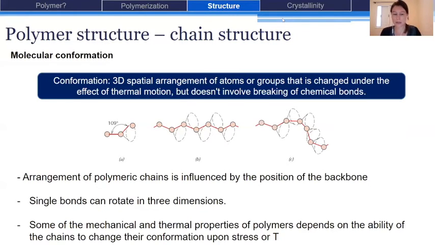And so we will see that some of the mechanical and thermal properties of polymers depend on the arrangement of the chains and the possibility of the chains to change their conformation upon stress or temperature.